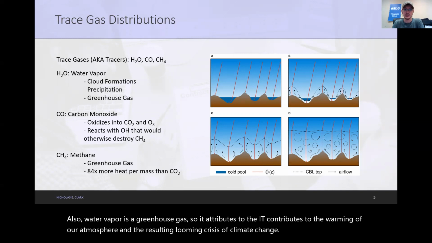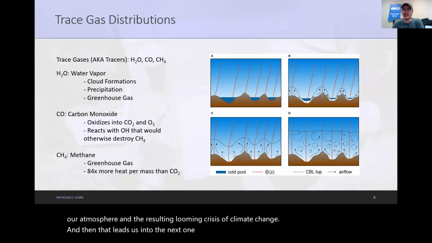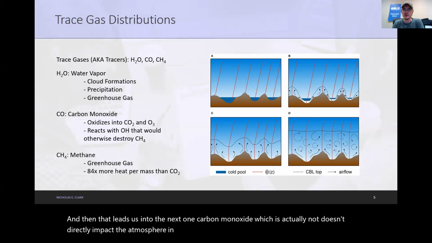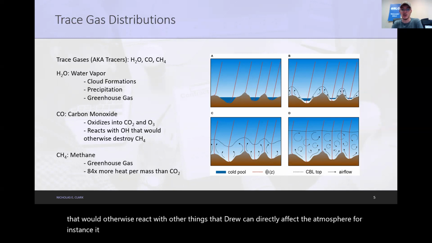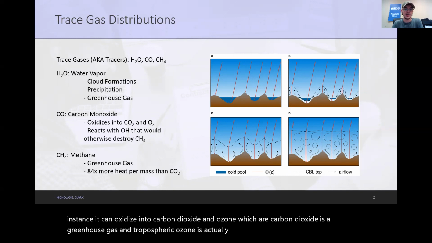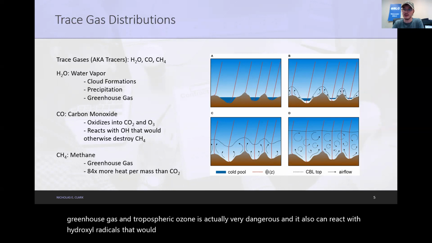And then that leads us into the next one, carbon monoxide, which doesn't directly impact the atmosphere in many ways. However, it does react with certain elements that would otherwise react with other things that can directly affect the atmosphere. For instance, it can oxidize into carbon dioxide and ozone. Carbon dioxide is a greenhouse gas, and tropospheric ozone is actually very dangerous. And it also can react with hydroxyl radicals that would otherwise destroy methane.